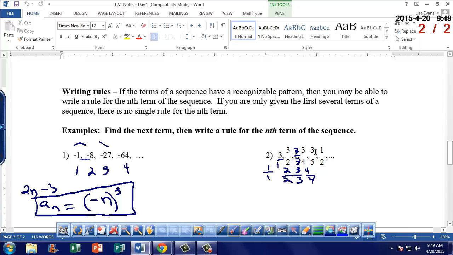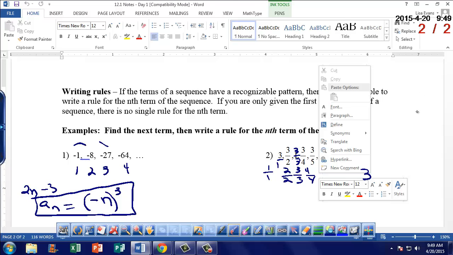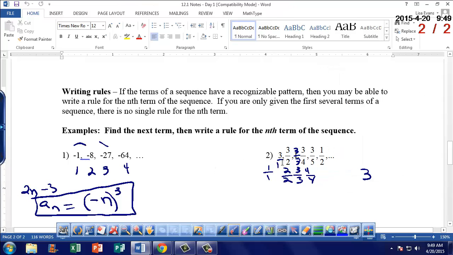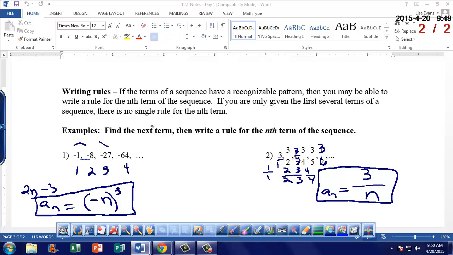So what's happening in the numerator? Nothing's happening. It's just 3. What's happening in the denominator? It looks like it's 1, 2, 3, 4, 5, 6. 3 over 6 is the same as 1/2. So you're doing nothing to it. You're just replacing it with the first term, the second term, the third term, the fourth term. This is my rule.